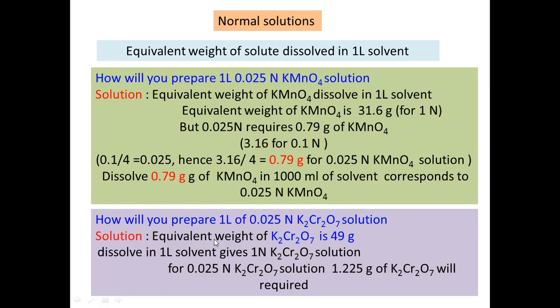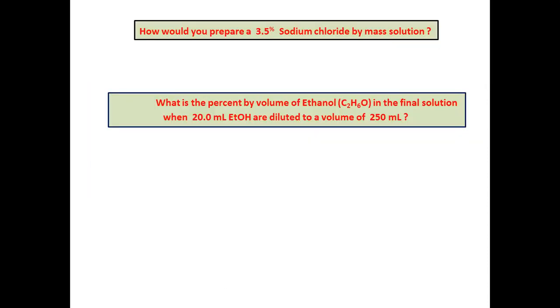Similarly, how will you prepare 1 liter of 0.025 normal K2Cr2O7 solution? K2Cr2O7 again has a different equivalent weight. The equivalent weight is 49 gram for 1 normal, 1 liter K2Cr2O7, but we have to prepare 0.025 normal. So divide the quantity for 0.1 normal K2Cr2O7 by 4. That will be 1.225 gram of K2Cr2O7 required to prepare the 0.025 normal K2Cr2O7.